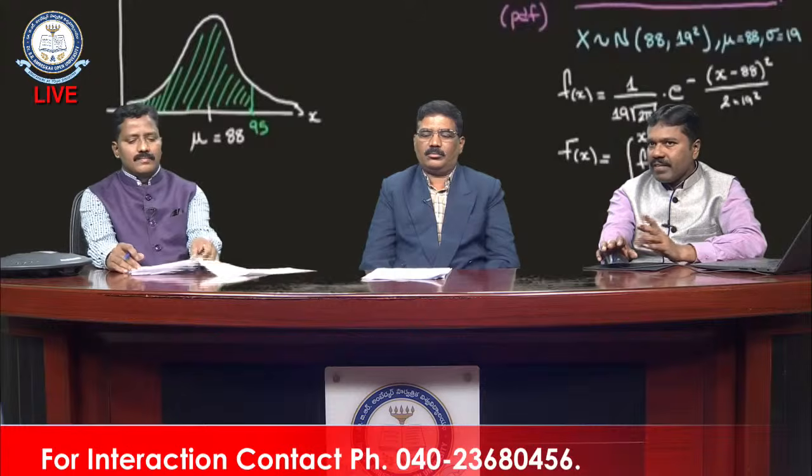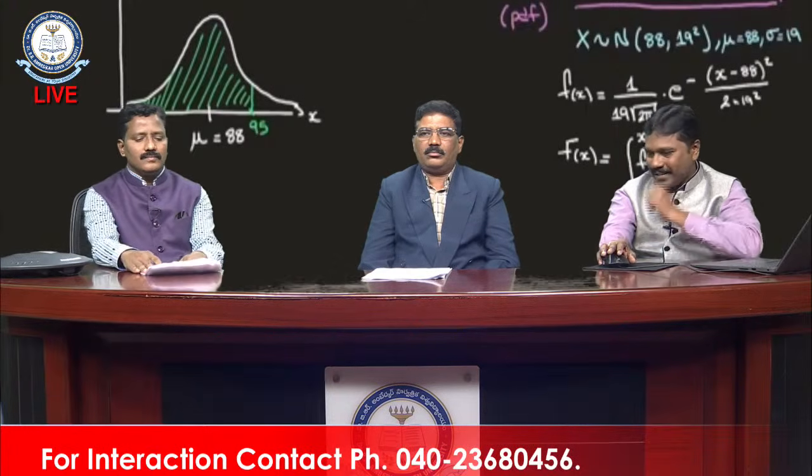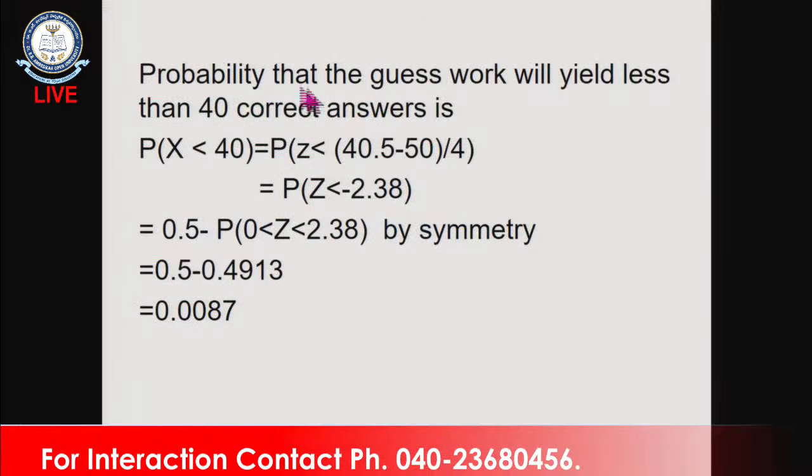One more question is asking here: the probability that the guesswork will yield less than 40 correct answers. In that case, what is that probability? Probability of x less than 40. After converting to the standard normal variate, I already used the correction factor.